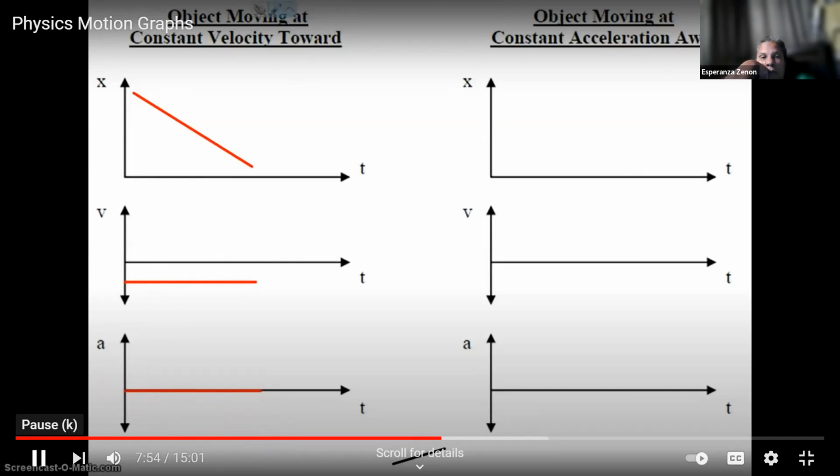Okay, next we go to an object moving at constant acceleration away. That means this object is speeding up, and if it's moving away from the point of origin, the x numbers, the distance numbers, are getting larger. This will result in a curved line that looks something like that, and curved upward means that it's getting faster. I'll demonstrate why for you here in a second. And away indicated by the fact that the x numbers are getting bigger as time increases.